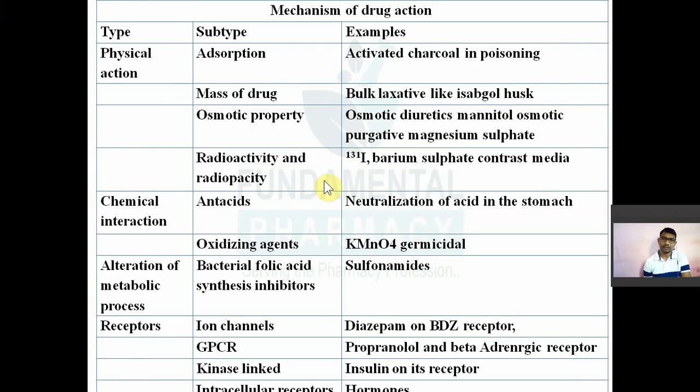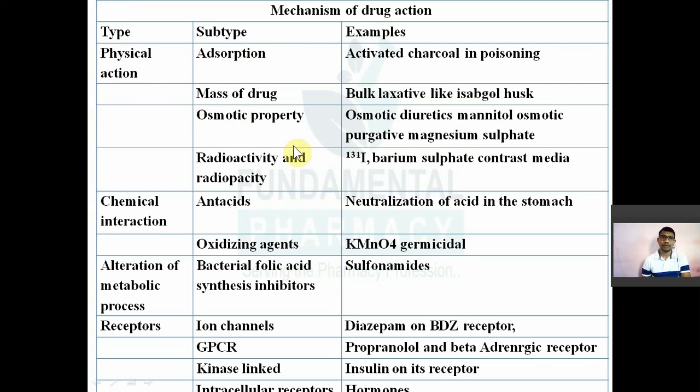Let's see the mechanism of drug action again. So I have summarized over here in the first column type of action, in the sub column subtype. Now we are seeing the examples. So mechanism of drug action and examples. So in the first column type, second column subtype, and third examples. So for example, drug may act by its physical action.